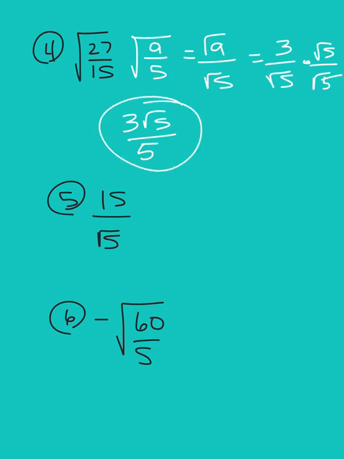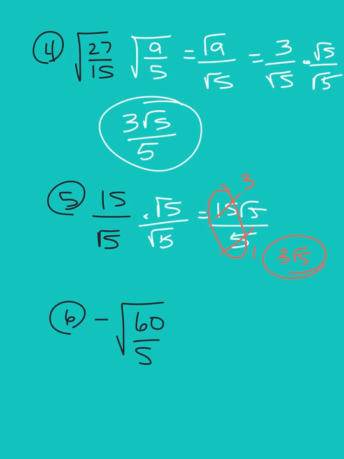In number 5, I have 15 over root 5. Now I don't have to do anything to the top. That 15 just stays as is. Again, root 5, I need to rationalize, so I'm going to multiply top and bottom by the square root of 5. And I get 15 root 5 over 5. Now again, I notice on the outside I can simplify. They're both divisible by 5. 5 goes into 15 3 times and into 5 once. So my final answer for this one is going to be 3 root 5.